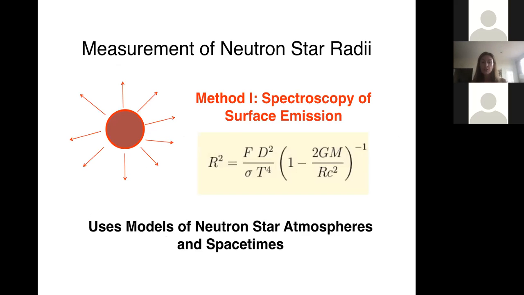Okay, let me switch gears and take you to the radius measurements then. As I said, I'm going to describe two different methods. The first one is basically, how do you make an HR diagram for neutron stars? What you do is spectroscopy of the surface emission. We're going to go to sources where there is emission from the surface. And if we were doing this for a normal star, the emitting area would be simply the flux times distance squared over sigma T to the fourth.